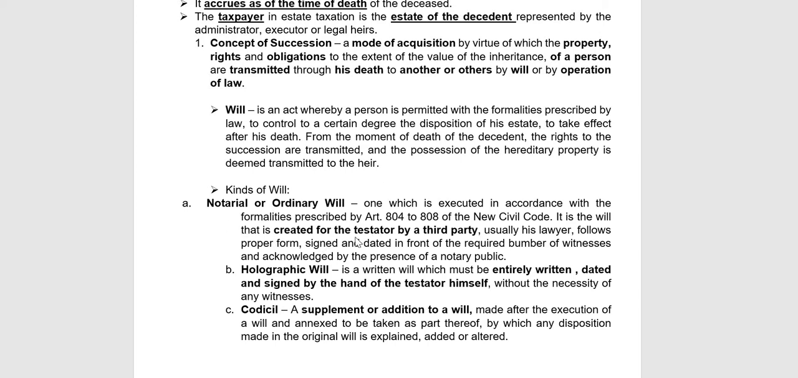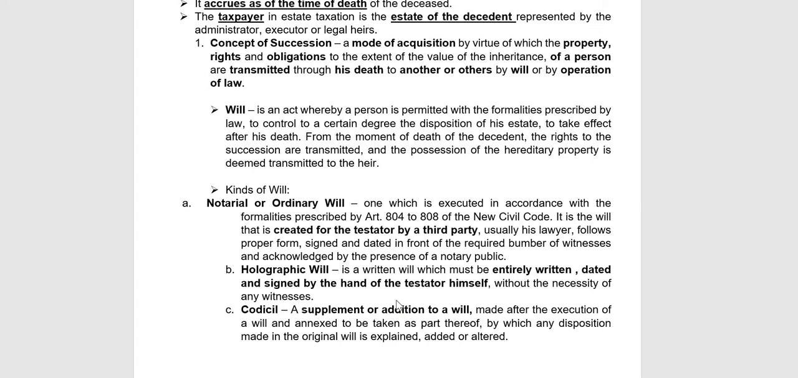It is the will that is created for the testator, commonly with a third party, normally his lawyer, and it follows proper form, signed and dated in front of the required number of witnesses and acknowledged in the presence of a notary public. We also have the holographic will. A holographic will is a last will and testament written by the testator himself. It is entirely written, dated, and signed by the hand of the testator himself.